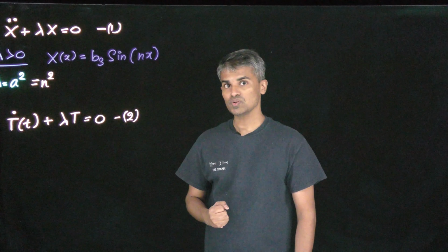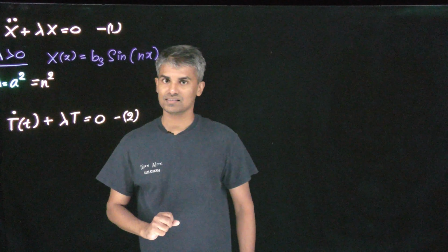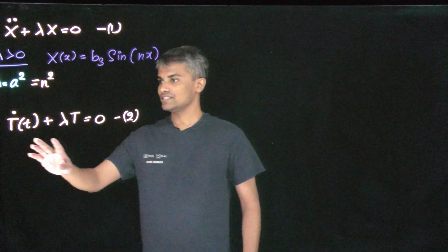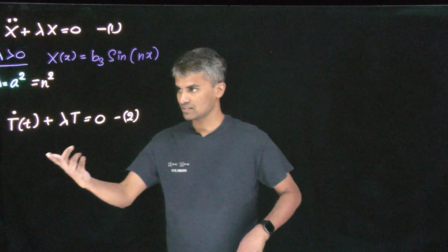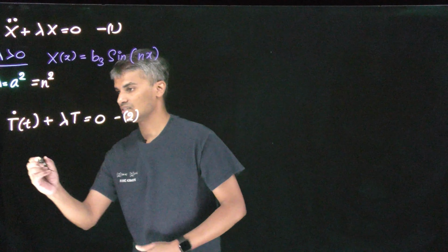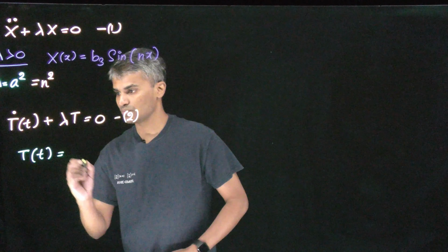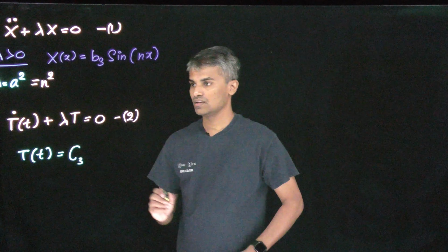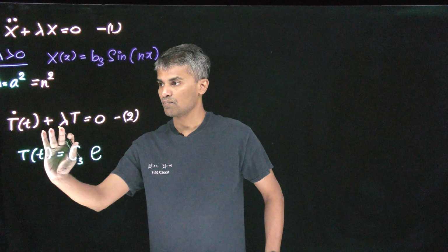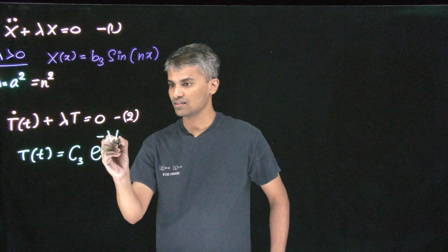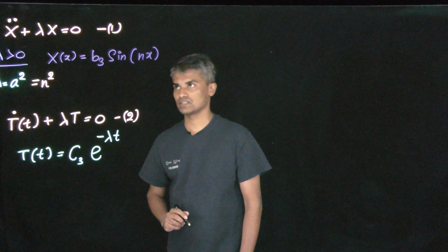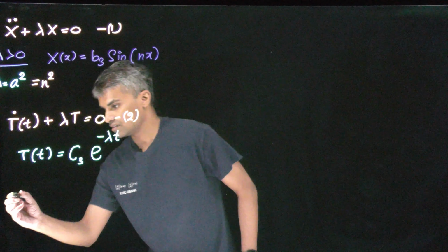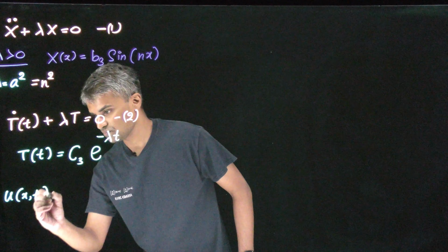So the next step is to solve this first order ordinary differential equation with constant coefficient. Now in this equation our unknown is big T, and we all know the solution for this one. The solution is big T of t equals some constant, let us say C3, times e to the minus lambda t. That is the solution. Great.